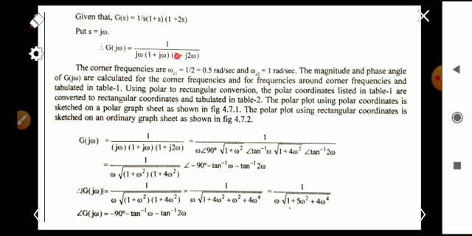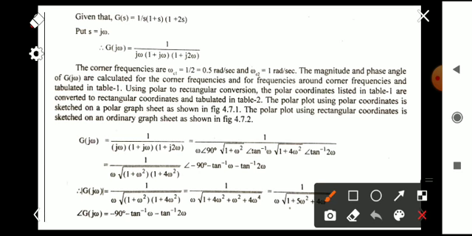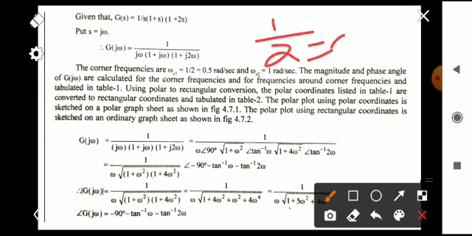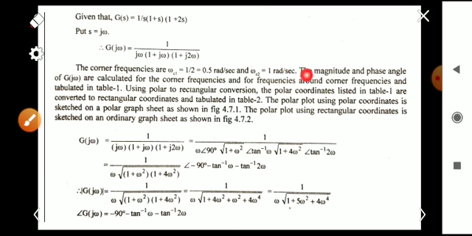We know that here two first order terms are there, so two corner frequencies will be there. The corner frequency of the term 1 + j omega is 1 by T, which is actually the coefficient of j omega. For the first term the coefficient of j omega is 1, so 1 by 1 is 1 radian per second, and for the second term the coefficient of j omega is 2, so 1 by 2 is equal to 0.5. So 0.5 and 1 will be the corresponding corner frequencies, and we have to take the frequencies around these values.